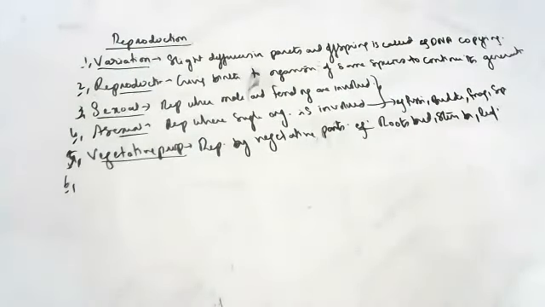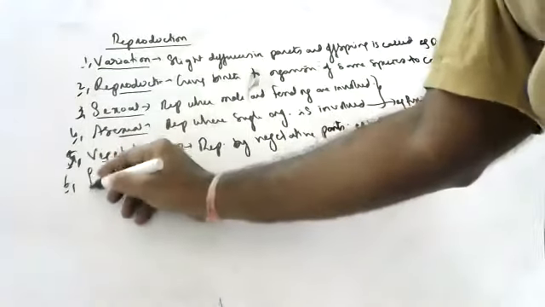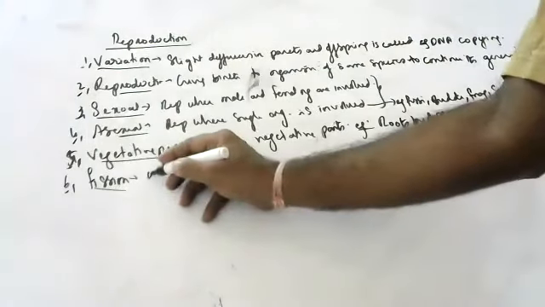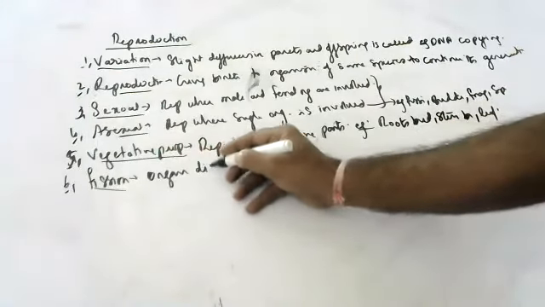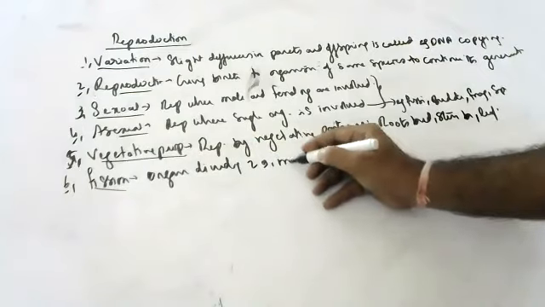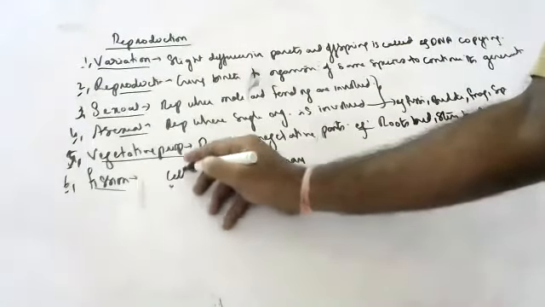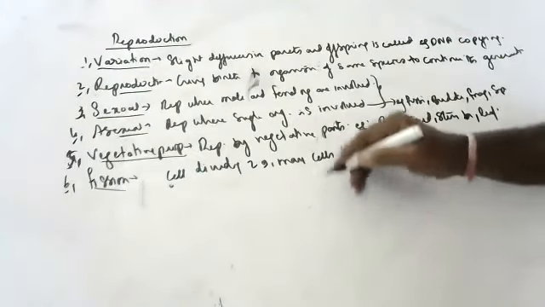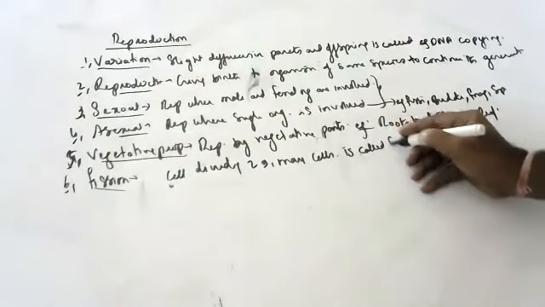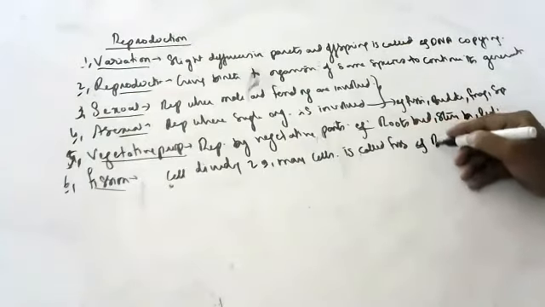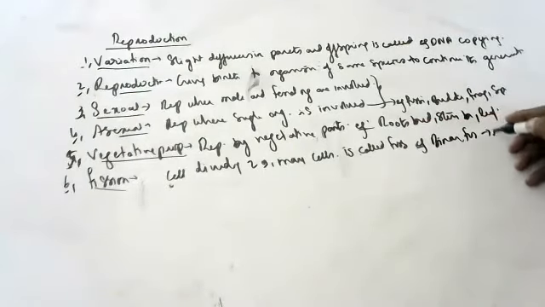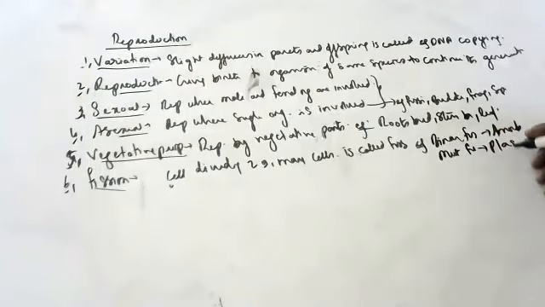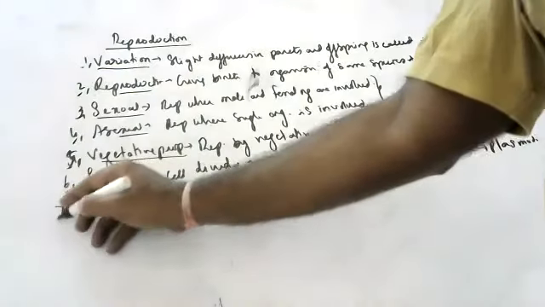Next, fission. What is meant by fission? Fission means a cell dividing into two or many cells. A cell dividing into two or many cells is called fission. Example of binary fission: Amoeba. Example of multiple fission: Plasmodium.